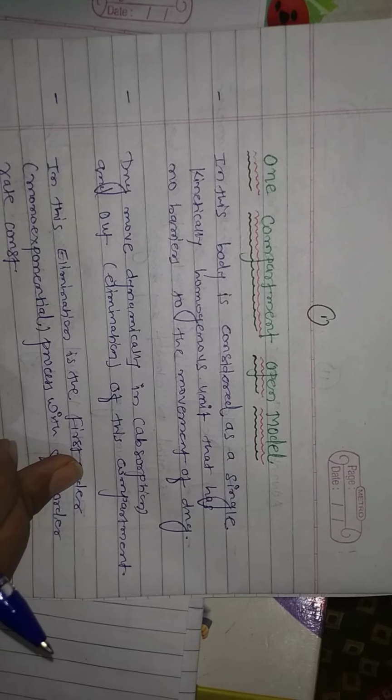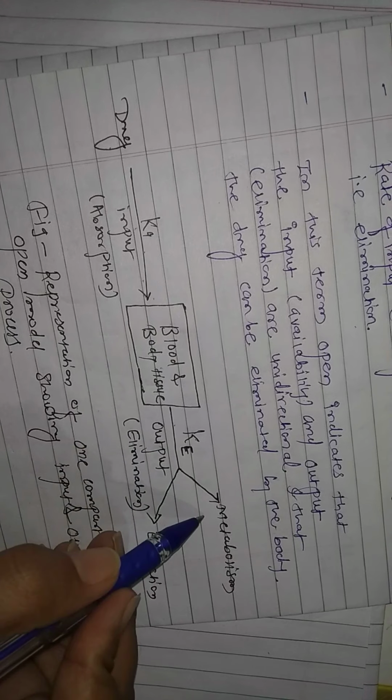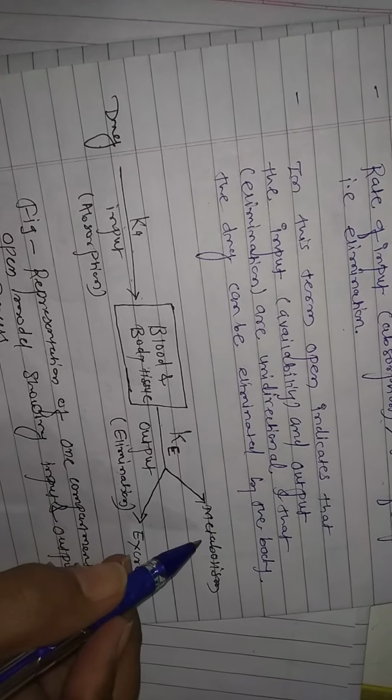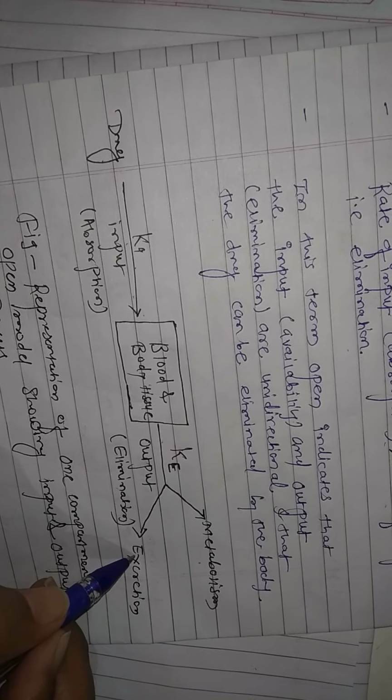So here we can easily see the rate of input, that is absorption, is always greater compared to the rate of output, that is elimination. In this term, the open model, the open indicates that the process is unidirectional. Means as the drug starts the absorption phase, it will not be reversed to the other compartment. As the absorption goes on, it will continue into the excretion or the elimination, whether it may be a metabolism or whether it may be an excretion.